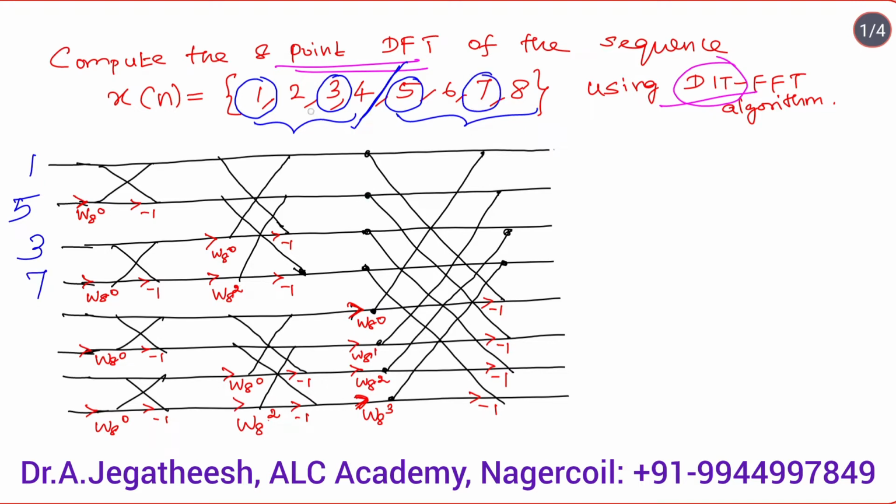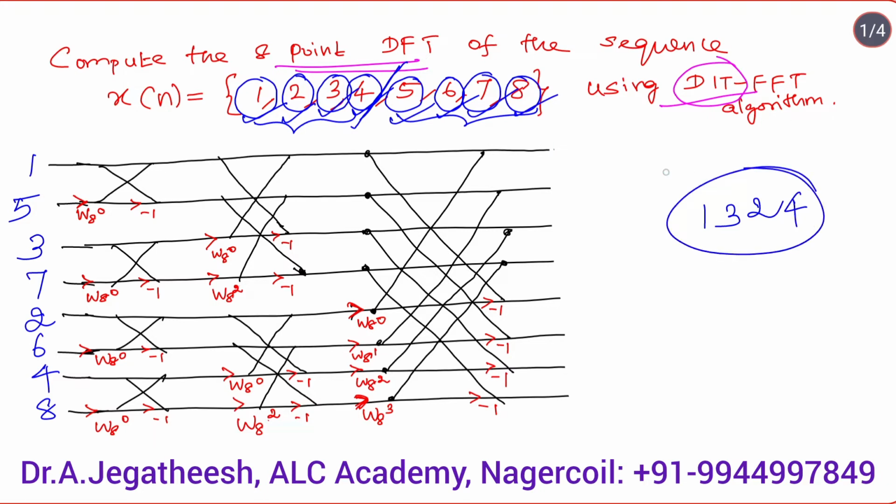Then we should write the second terms. Here the second term is 2, there the second term is 6. And finally the last terms, here it is 4 and here it is 8. First term, third term, second term, last term, that is fourth term. 1, 3, 2, 4 concept. Next we will do the stage 1 calculation.